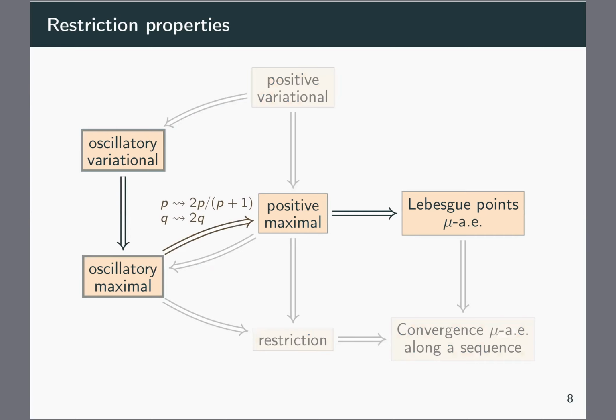The first arrow we can relatively easily draw is one from oscillatory maximal to positive maximal. This is something that Müller, Ricci and Wright again observed in their paper. You can prove this via some reflection trick. The key point here is that if you have an oscillatory maximal inequality with exponents p and q, then you only get a positive maximal inequality where p is replaced by 2p over p plus 1 and q is replaced by 2q.